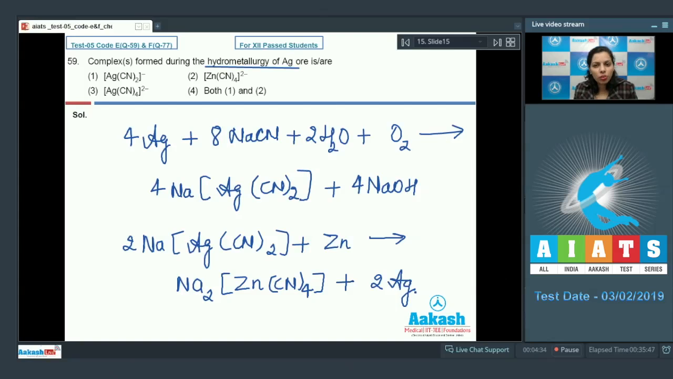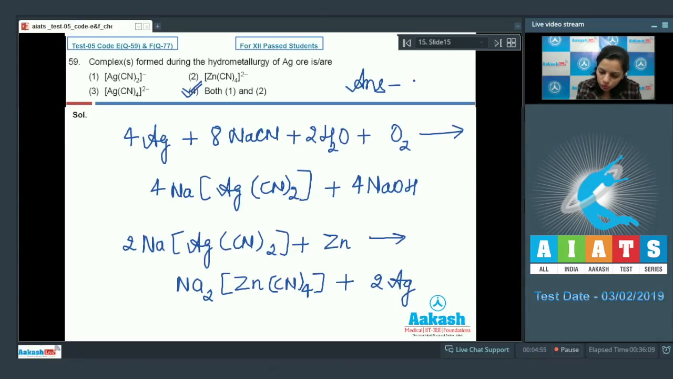It means this is the process of hydrometallurgy, and simply the question asks you to find out the complex formed during this case. So what's the complex that's formed here? There are two. One is Na2[Zn(CN)4], another is [Ag(CN)2] negative ions. These are the two ions, and that's why the correct answer is here in option 4.